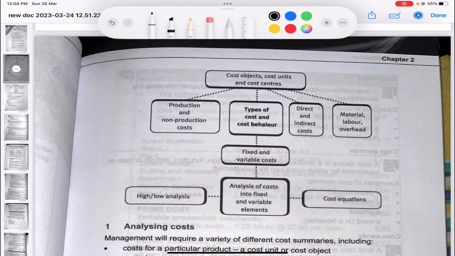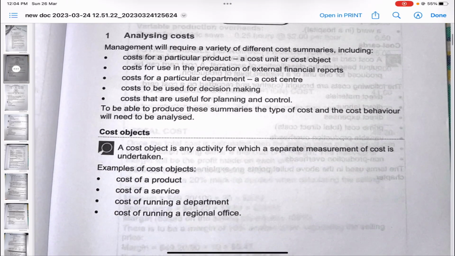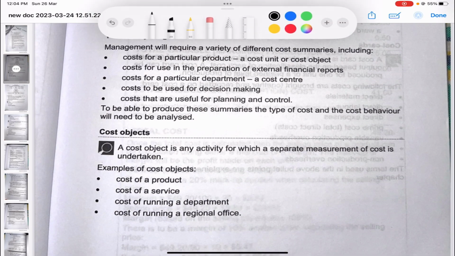Now first, before we begin with this, make sure you have a notebook and a pen with you and a calculator, and you need to solve the questions along with me, and note down and make notes along with me. So first we'll be starting with the most important things, which are cost object, cost unit and cost center. Now what are they? Let's first see that. Before that, let's see something.